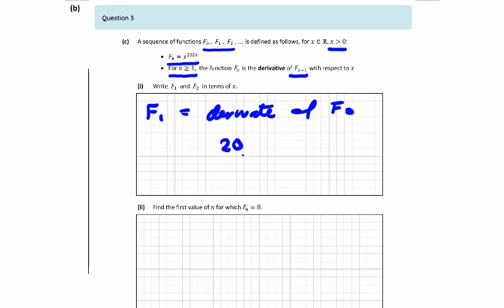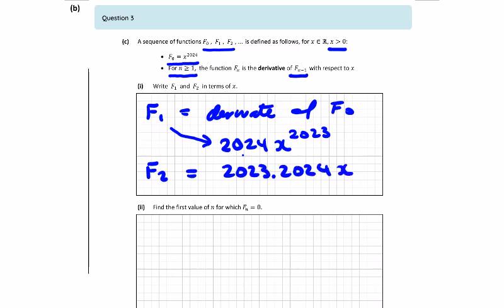If we get the derivative of f0, we're going to get 2024, bring the power in front, by x to the power of, reduce the power by 1. So this is going to be f1. f2 will be the derivative of this, so it's going to be 2023 by 2024 by x to the power of 2022. Is there a pattern that emerges here? The 1 and the 2023 is 2024. The 0 and the 2024 is also 2024.